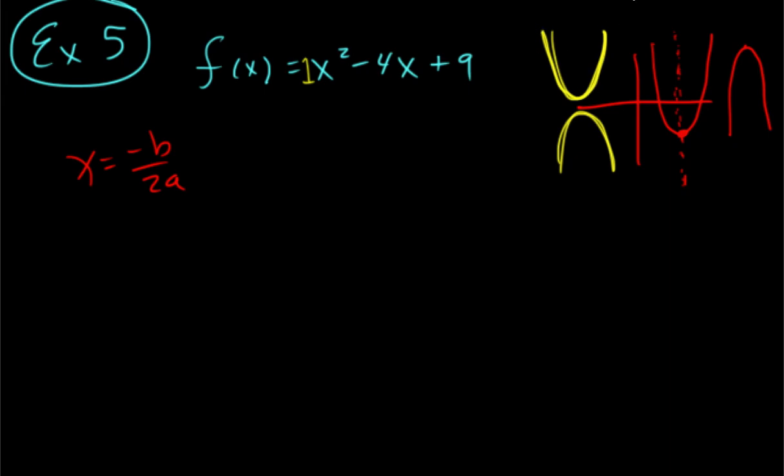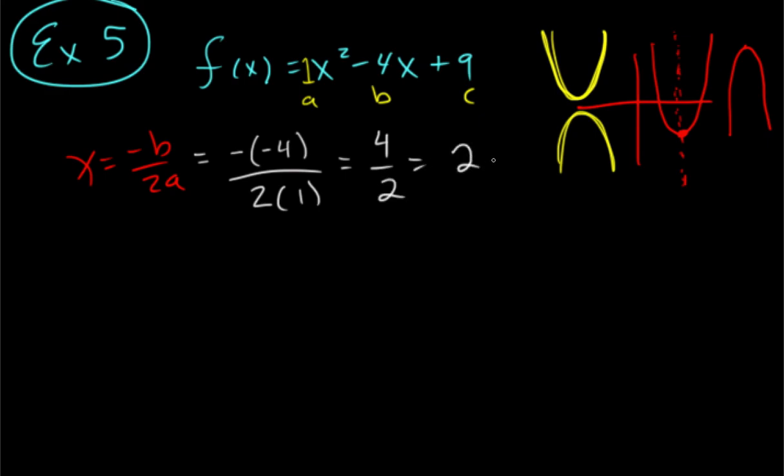Okay? So what we're going to do, we're going to call this A, this B, this C, so similar to when you use the quadratic formula. There's no C in the formula though. And so we're going to plug in negative, negative 4, and 2 times 1. Negative times negative gives us positive. And we simplify, and the x value is 2. So if this was the correct graph, it would be right here. Now I don't know, this one's actually shifted up, so this graph is not correct, but just to kind of illustrate where that is.